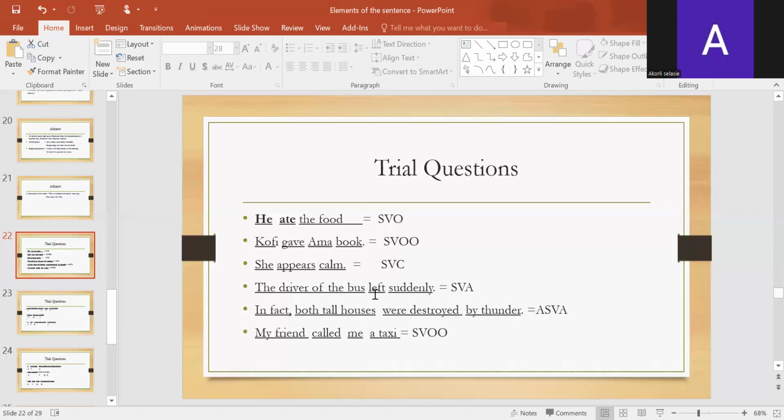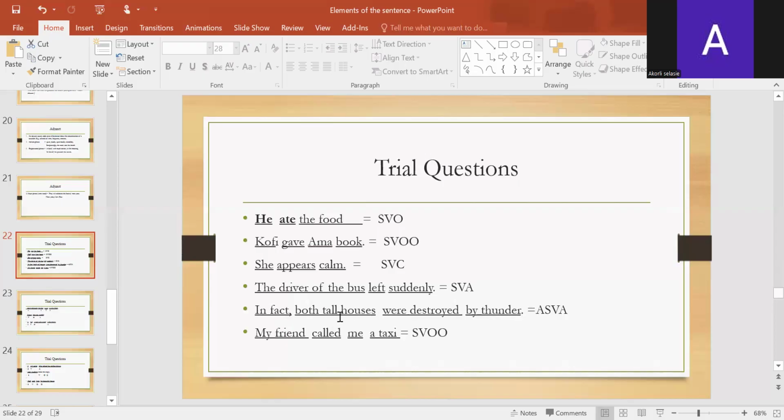The driver of the bus left suddenly. The driver of the bus is a subject. The whole of this is a subject. Left is a verb. Suddenly is what? Adjunct. It tells us about the frequency of things or the manner of things. So we cannot say it's a complement, it's an adjunct. In fact, both tall houses were destroyed by thunder. Look at it.